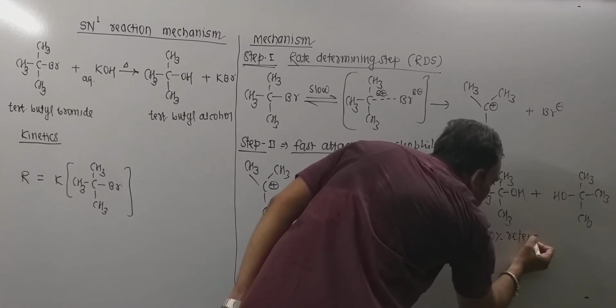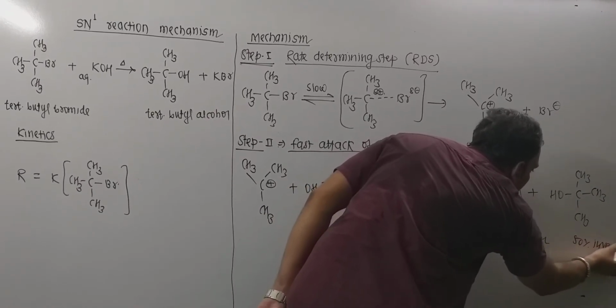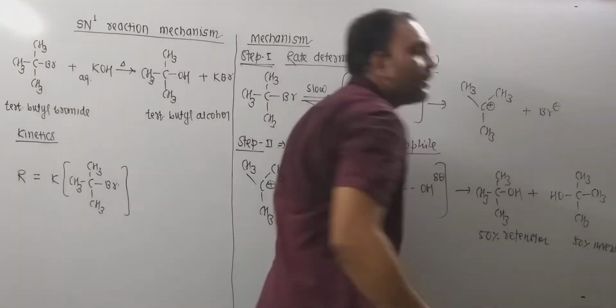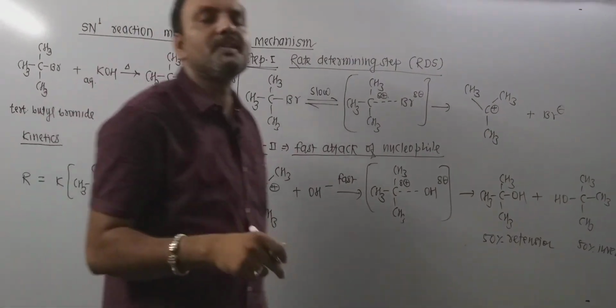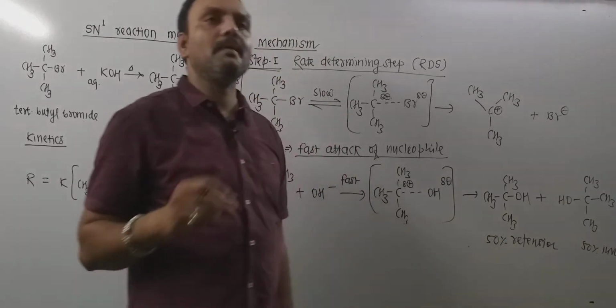and 50% inversion takes place, due to which one can say that racemization takes place in this reaction, I mean in SN1.